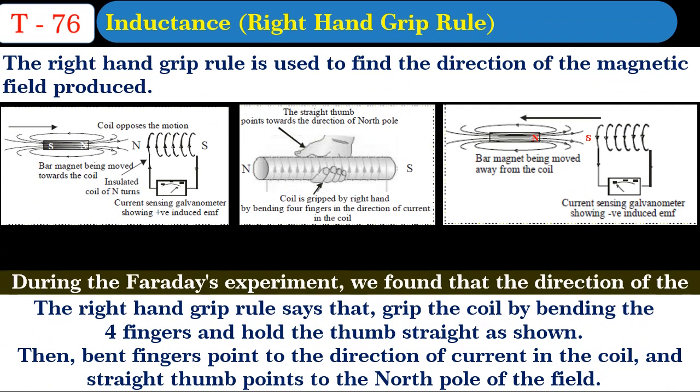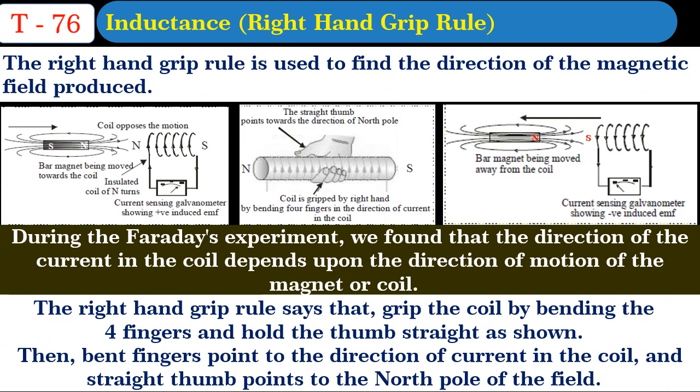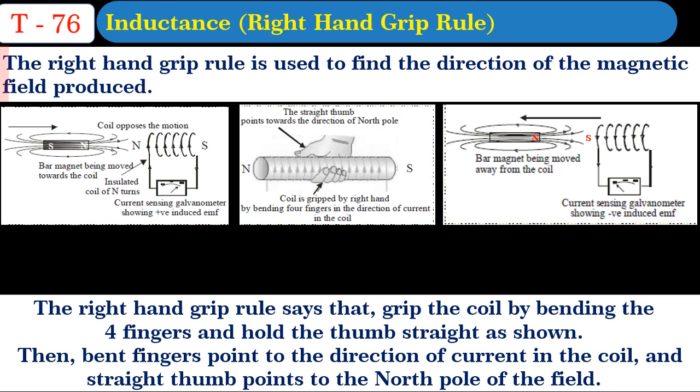Friends, during Faraday's experiment, we found that the direction of the current in the coil depends upon the motion of the magnet or the coil. So, to find the direction of the field produced, the right hand grip rule is used. It states that grip the coil by bending your four fingers of the right hand and hold the thumb straight as shown. Then the bent fingers point towards the direction of the current in the coil and the straight thumb points to the north pole of the field.